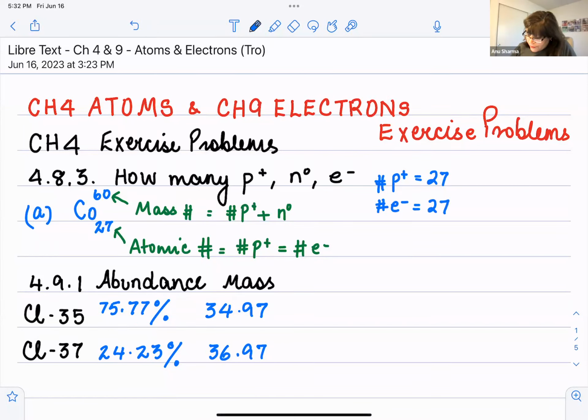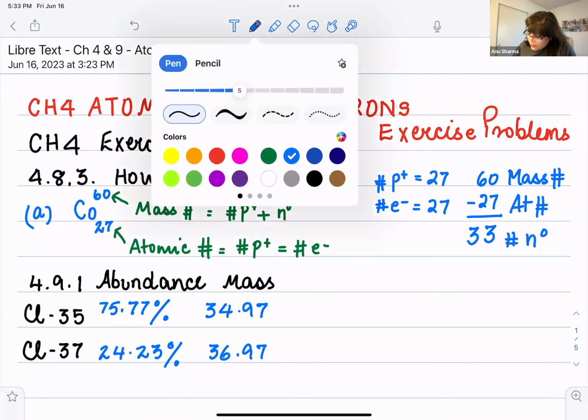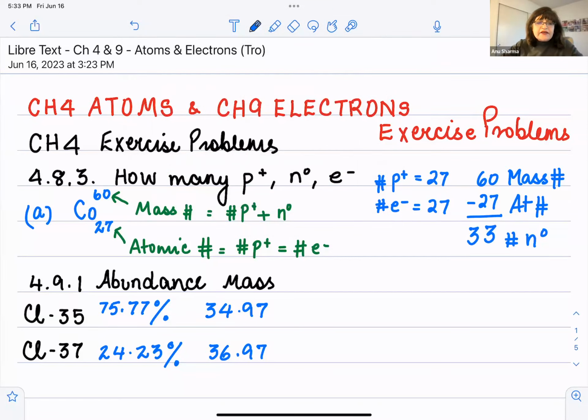And now comes the number of neutrons. For that we will have to take the mass number, which is 60, minus 27. That is the mass number minus the atomic number. And then that is going to give you the number of neutrons. So 60 minus 27: 5 minus 2 is 3, so 33. Okay? So 33 is the number of neutrons. And that gives you the number of neutrons this way.